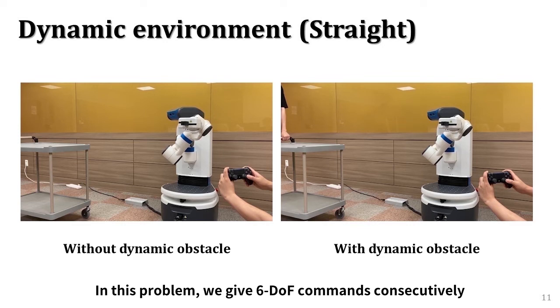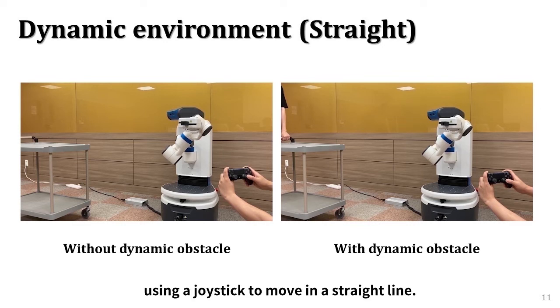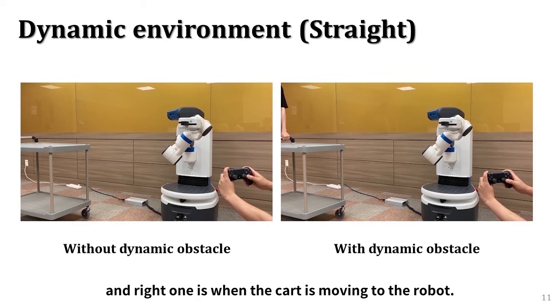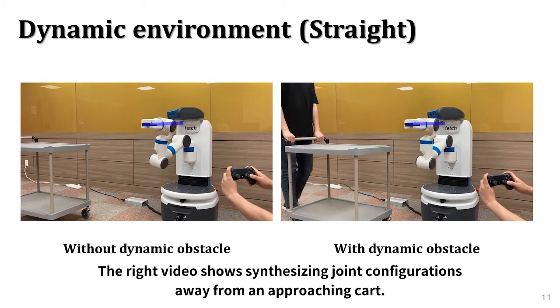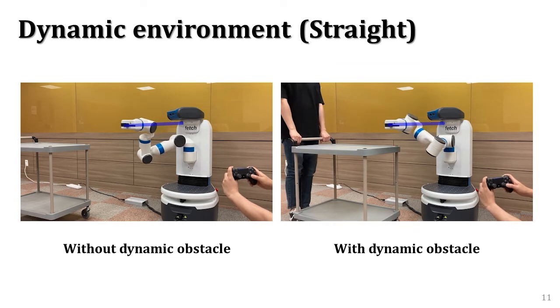In this problem, we give 6 DOF commands consecutively using a joystick to move in a straight line. Left one is when there is no dynamic obstacles, and right one is when the cart is moving to the robot. The right video shows synthesizing joint configurations away from an approaching cart.